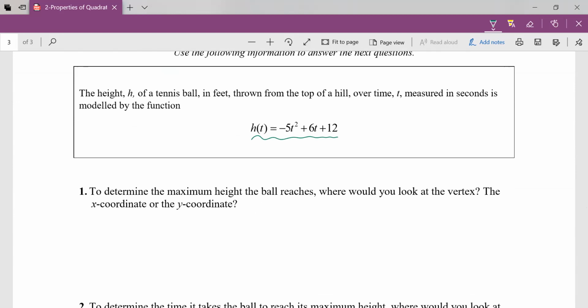This one says the height of a tennis ball that's thrown from the top of a cliff is measured in seconds in time, and it's modeled by this. Something being thrown will always be a quadratic. It says to determine the maximum height the ball reaches. Where would you look at the vertex, the x or y coordinate? Our vertex is an x and a y. Remember, the x is the axis, and the y gives us our max or our min.